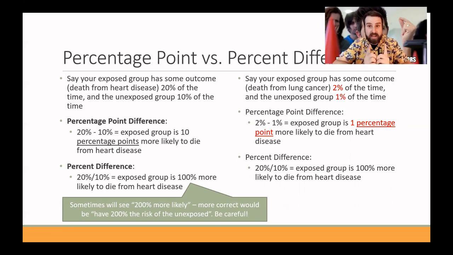If we have our smaller gap in lung cancer death, 2% versus 1%, you could say the exposed group is 1 percentage point more likely to die from heart disease. But you could also say the exposed group is 100% more likely to die from lung cancer. These should say lung cancer, not heart disease. My apologies.